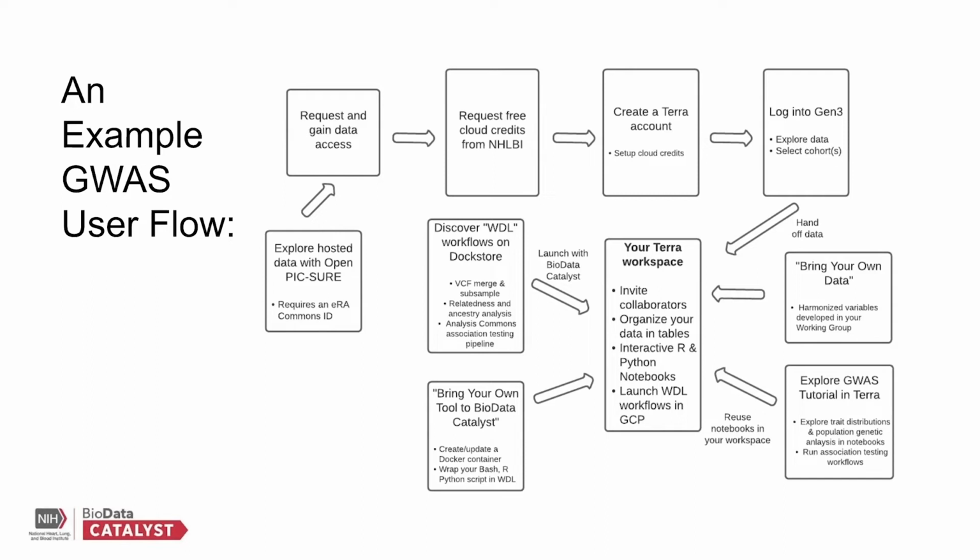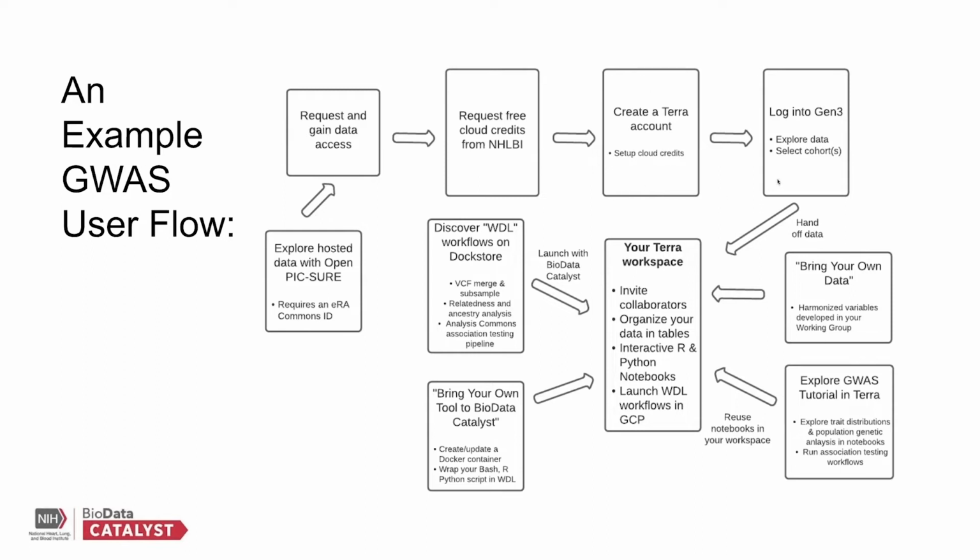And once I'm granted access, then I'll need to pull together some cloud costs. There are free cloud credits available from NHLBI to new BioData Catalyst users, so I can access those on our landing page. And once I have data and cloud credits, I'll need to pick a workspace environment that I want to work in. In this example, I chose Terra. And in my Terra workspace, I need to set up things like linking my cloud credits.